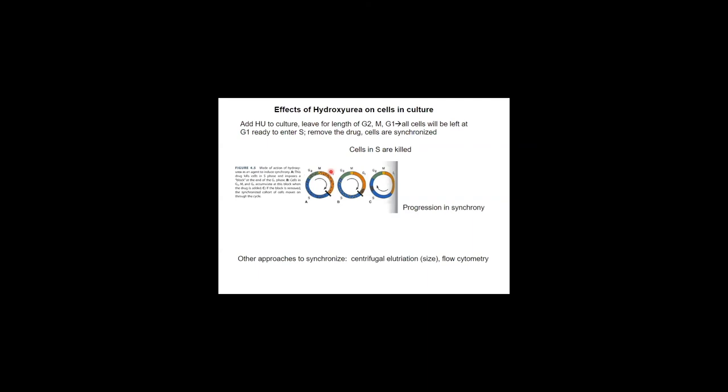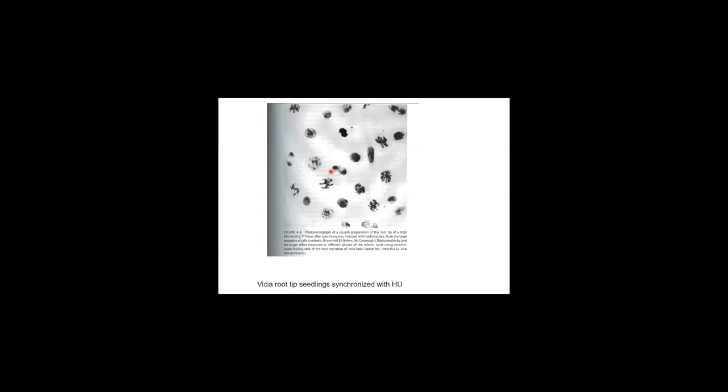There are other methods to synchronize. We are going to talk about flow cytometry, which I believe is the best way to synchronize, and now is the most commonly used, not really discussed that well in Hall's textbook. And then centrifugal elutriation, which is where you would separate the cells based on size when you centrifuge them. This is done still in some places, but it's not very commonly done, and I've never seen it on the boards. So here are vitreous root tips that were synchronized with hydroxyurea. You can see the majority of the cells are in M phase, preparing to divide, so it looks like it was a pretty successful synchronization.